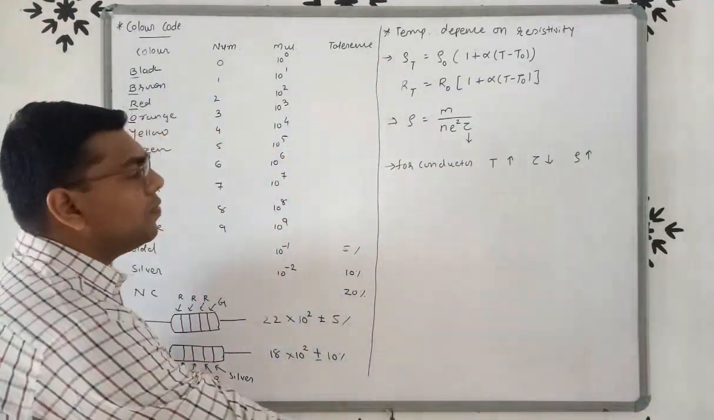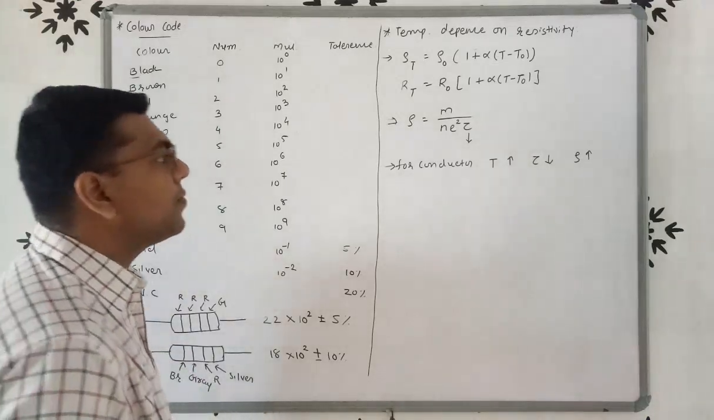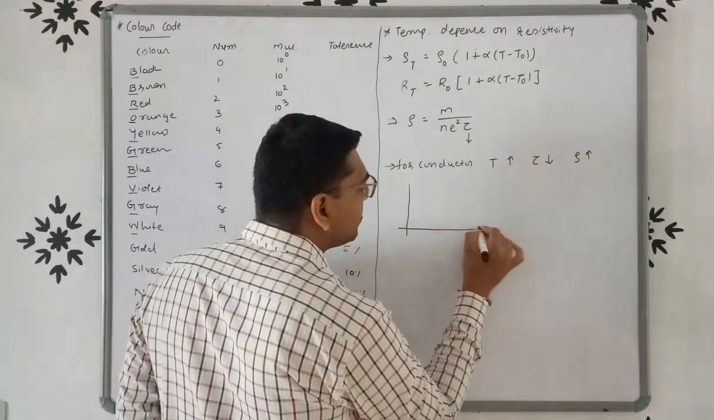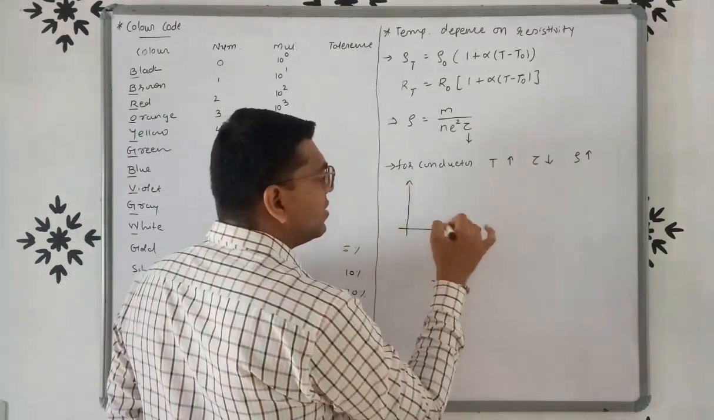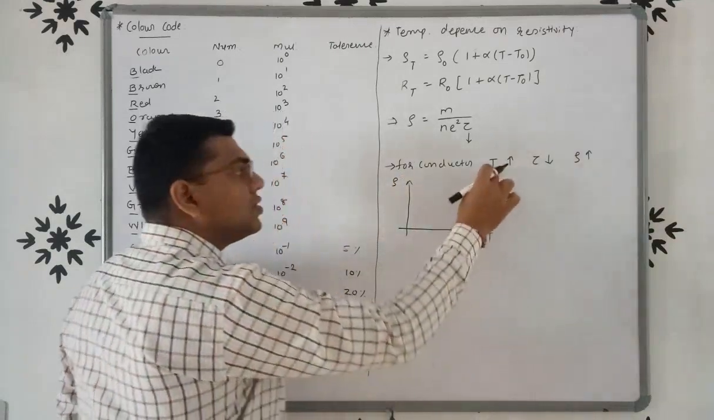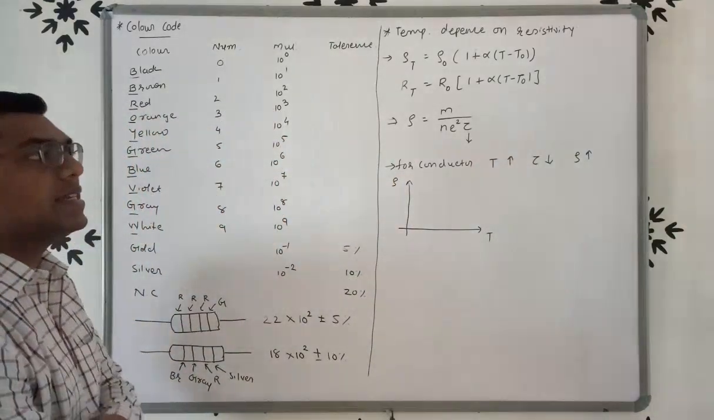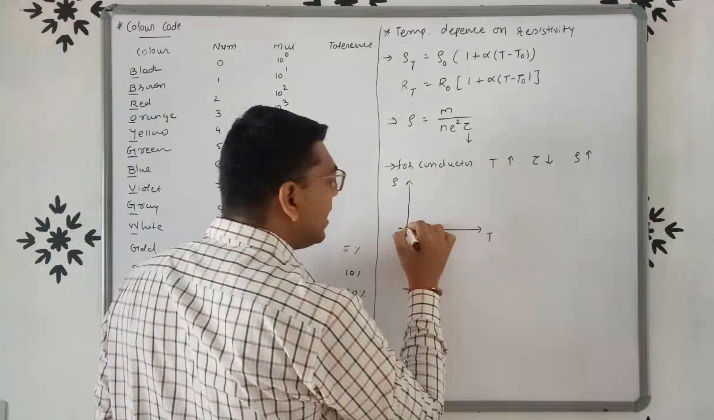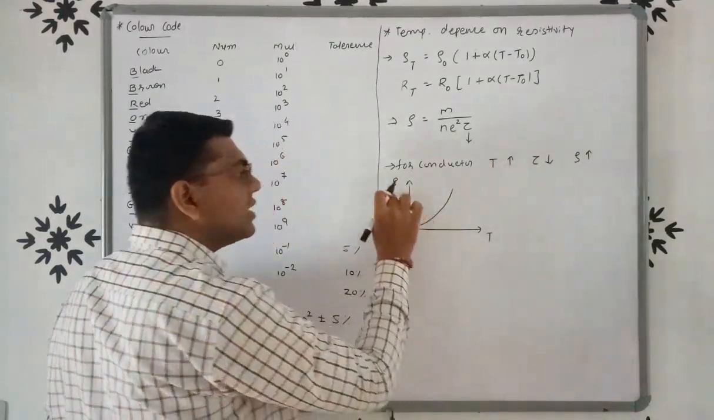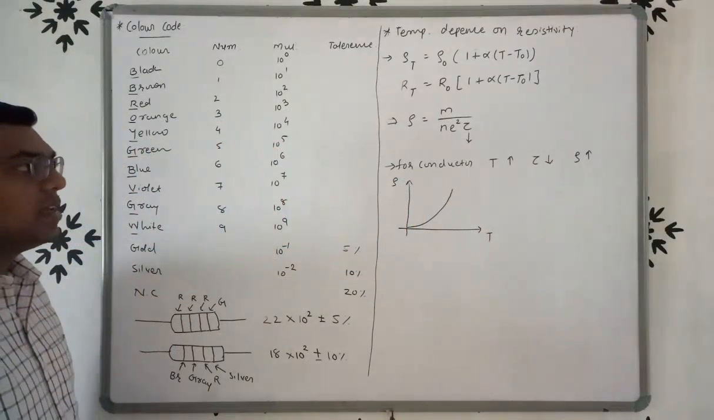So if we want to draw a graph for a conductor, the graph will be like this. This is resistivity and temperature. As the temperature increases, resistivity increases. So the graph will be like this.